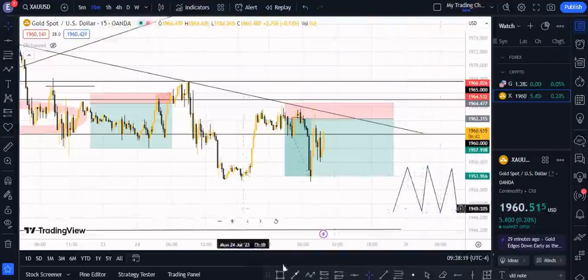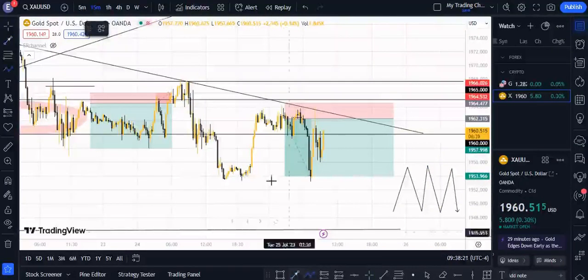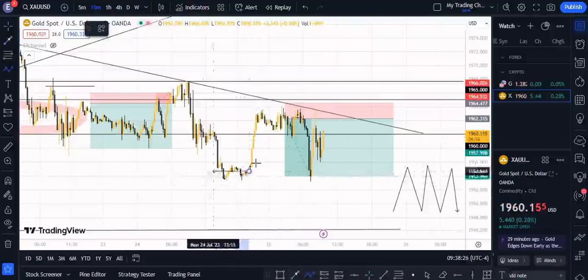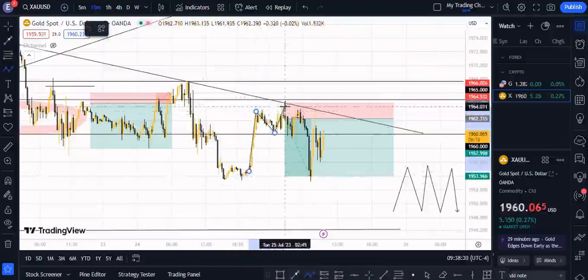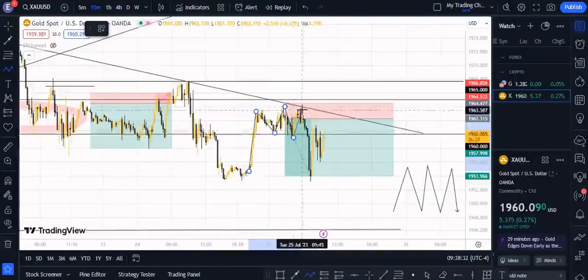Now you can see we have everything in place right here. This is the low the market will make before changing to the top side. This is the first leg, the second leg, and this is the third leg. And that third leg is at the trend line. It's at the trend line.